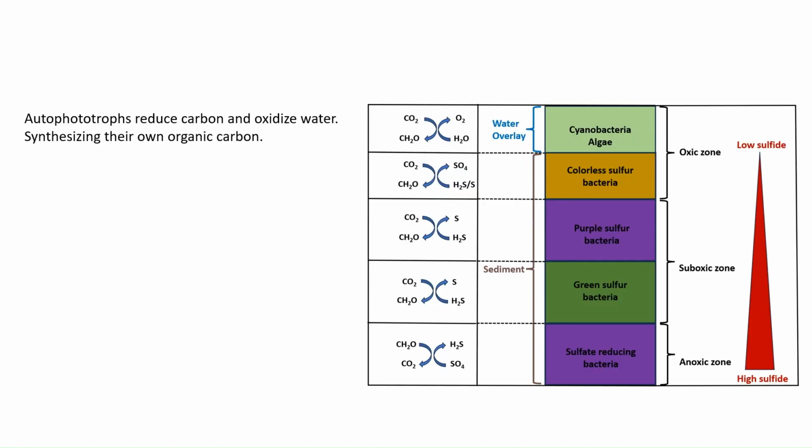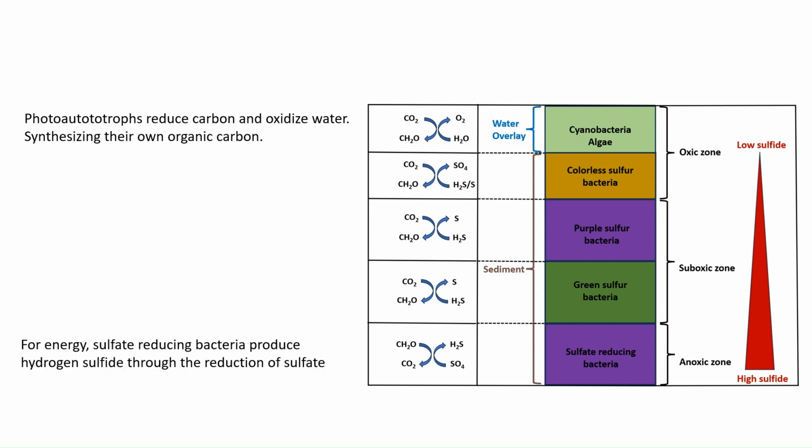Let's take a look at that Winogradsky column again. Here we have overlaid a variety of different zones, as well as chemical reactions and organisms that exist in the column in those different zones or layers. At the very top is where our cyanobacteria and algae would be found. So these are photoautotrophs. They reduce carbon and oxidize water, synthesizing their own organic carbon.